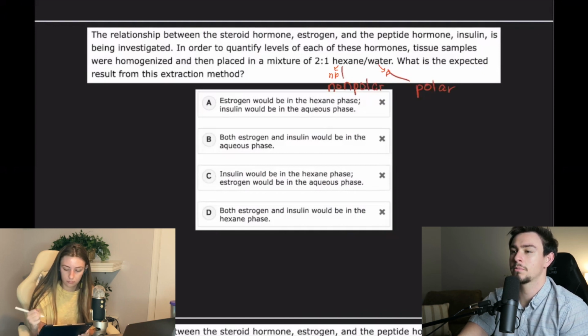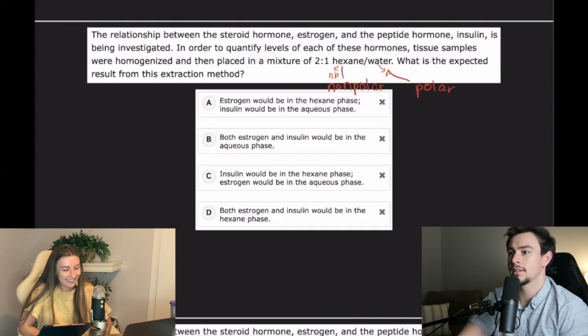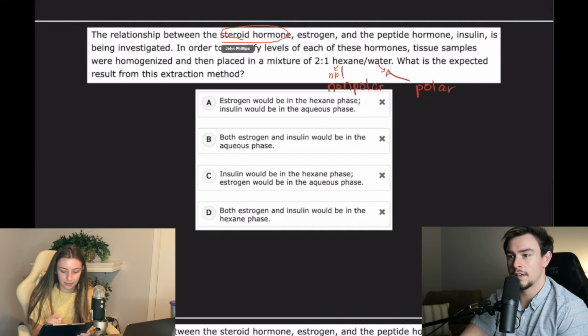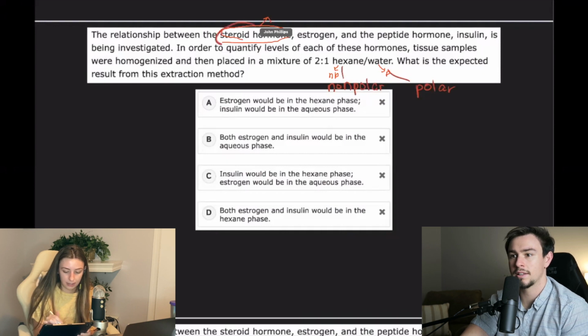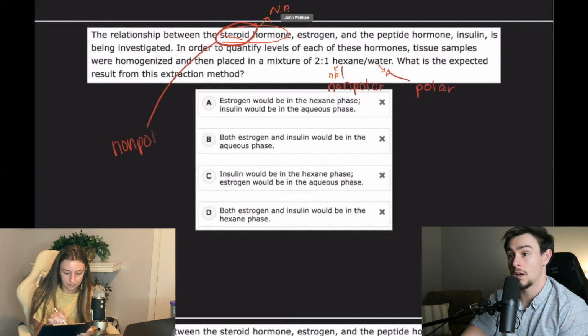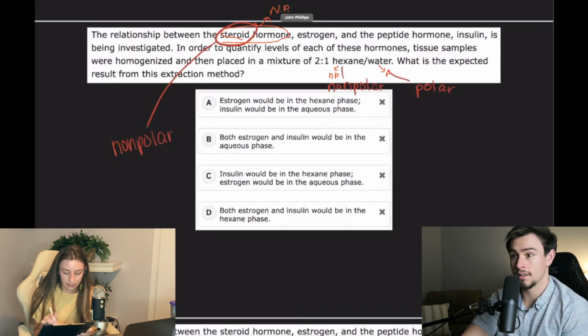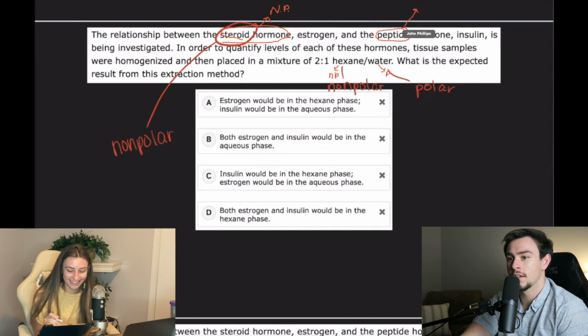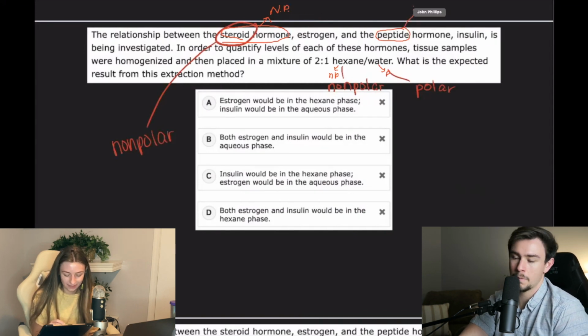Okay, so A says estrogen would be in the hexane phase, insulin would be in the aqueous phase. Okay, I see what they're saying now. So, estrogen is a steroid hormone, which means that it's going to be more nonpolar. And insulin is a peptide hormone. And a characteristic of peptide hormones is that they are aqueous, meaning that they're going to be more polar in nature.